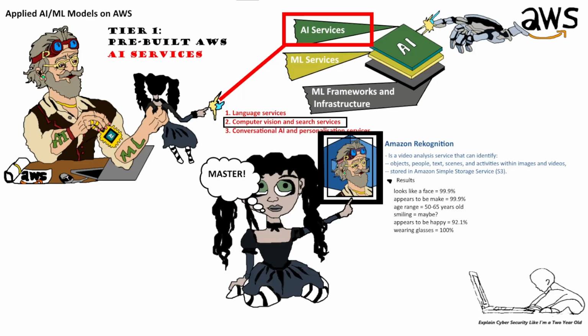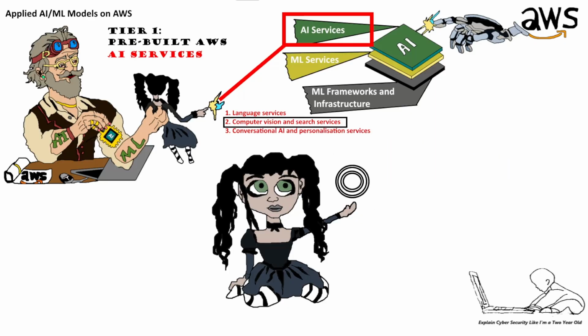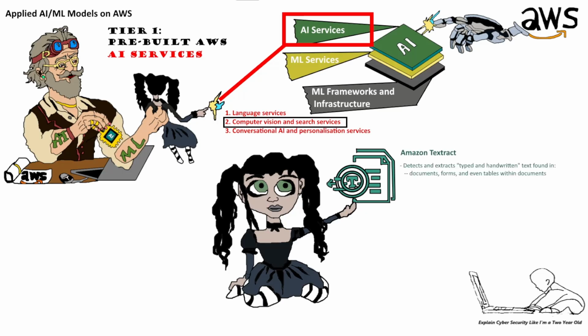Of course, there are many other use cases for this Amazon Rekognition service as listed on your screen. And the last computer vision and search service is Amazon Textract. Amazon Textract can detect and extract typed and handwritten text found in documents, forms, and tables within documents that could be documents out of physical paper.